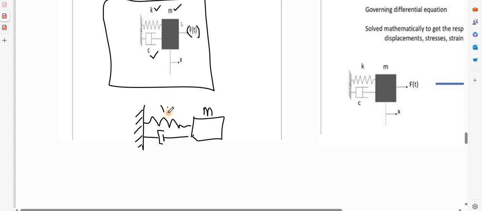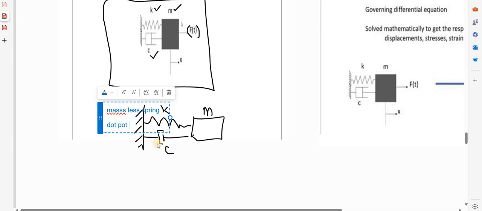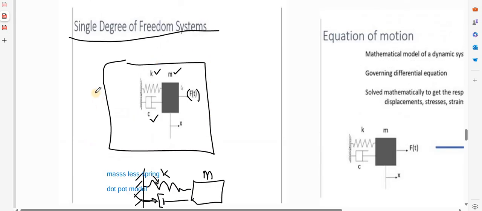So here the stiffness coefficient is K and the damping coefficient is C. This is known as a massless spring, and this C is the dashpot model. Most of the textbooks write it like that. Mass and stiffness. So this is the diagram which represents how we are modeling a single degree of freedom system.